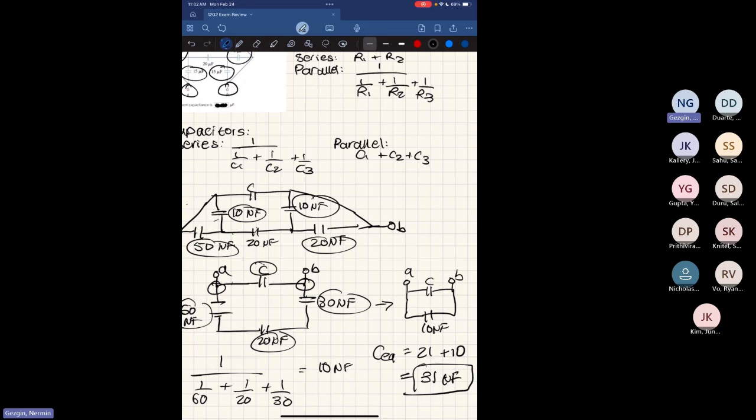So hopefully this makes sense. Just remember, for combining capacitors, you try to think opposite of what you do for a resistor or an inductor. And be sure you keep track of the nodes to ensure you don't mix up the series and parallel.